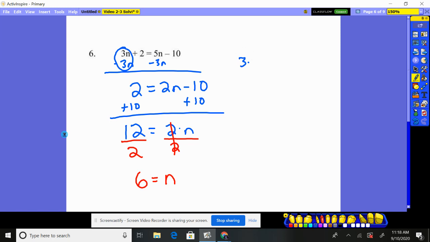So I'm going to double check it. 3 times n, which we said was 6, plus 2. Does that equal 5 times 6 minus 10? 18 plus 2 is 20. 30 minus 10, 20. Yes, it works.